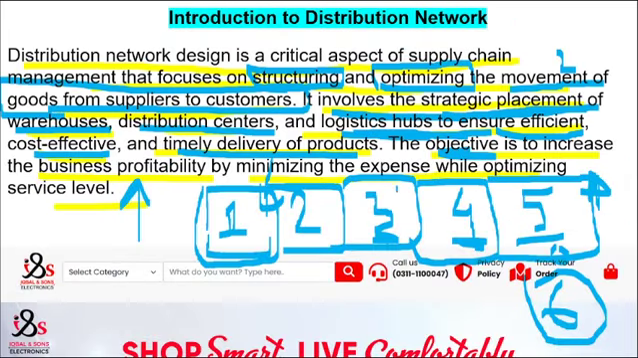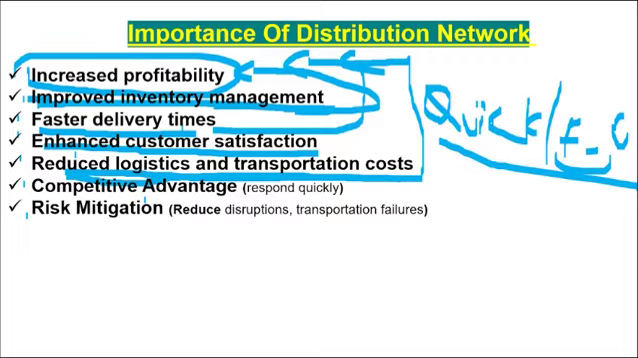The transportation cost also comes in the part of the expense. How? If the price of the fuel increases, the expense will also increase. So if the price of the petroleum, or you can say the transportation, is decreased, it will increase the profitability. It will hit the first point.